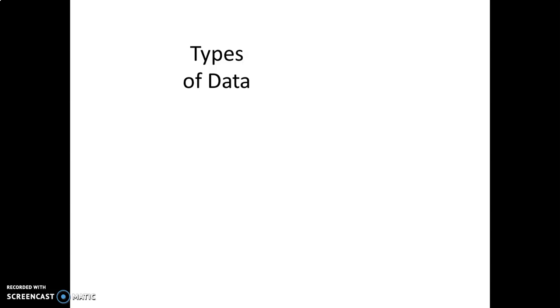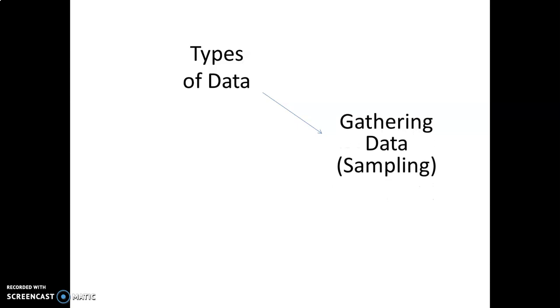Basically the journey we'll take in this lesson is first we'll discuss types of data, then we'll talk about gathering data, which is known as sampling, and then presenting data. So that's the typical process somebody will take: considering data, gathering the data, and then presenting. Okay, so let's begin with types of data.